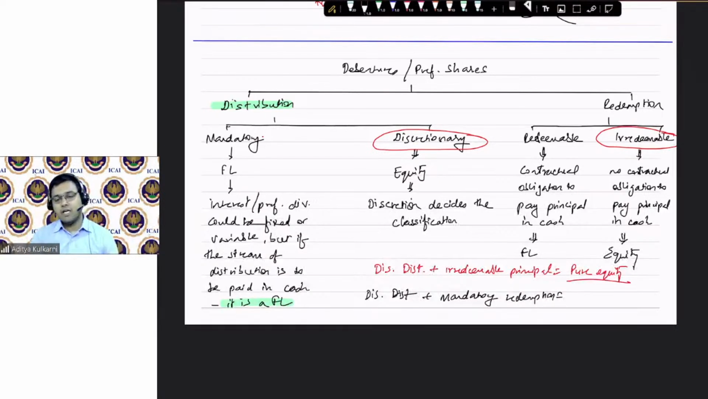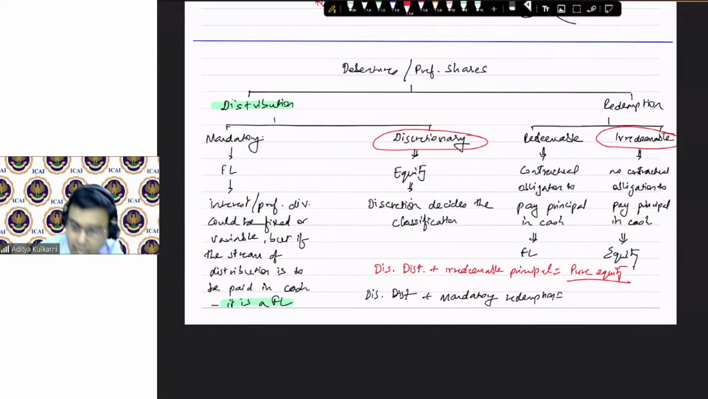Preference shares are of two types. They could be cumulative, they could be non-cumulative. Cumulative means dividend goes on accumulating every year. When you want to declare the dividend for a particular year, all the previous years' dividends have to be paid off. Non-cumulative means dividend does not accumulate. When the company wants to declare, at that time it is going to pay off the dividends. So here it is discretionary distribution plus mandatory redemption.